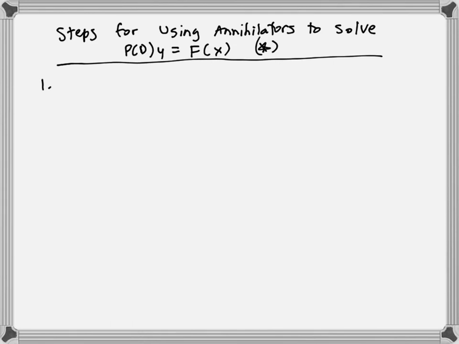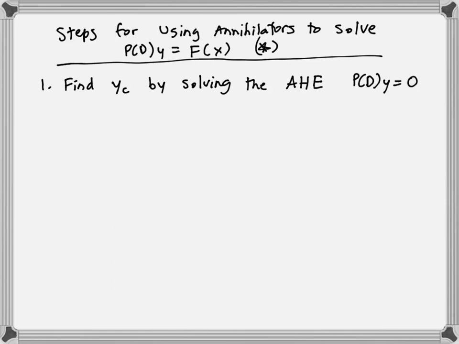So step 1, we're going to find yc by solving the associated homogeneous equation P of D y equals 0. Again, that's what we learned in the last section. Step 2. Apply the annihilator A of D of the function.